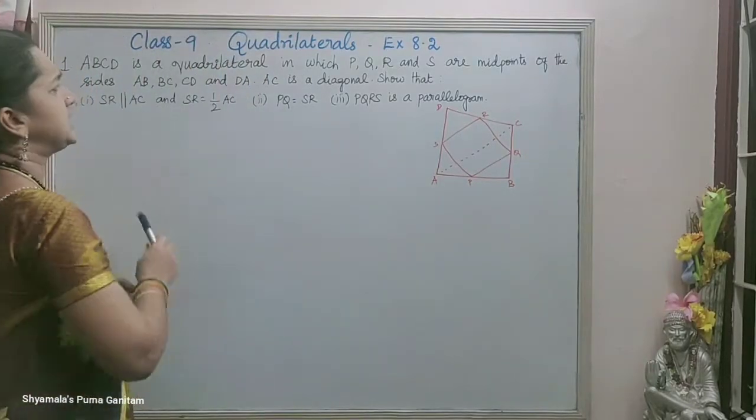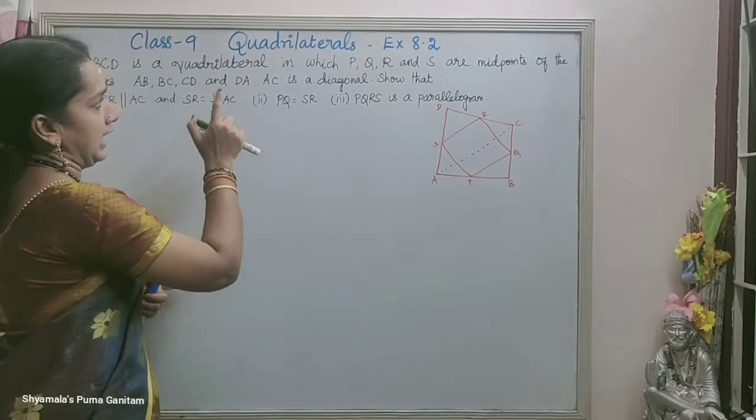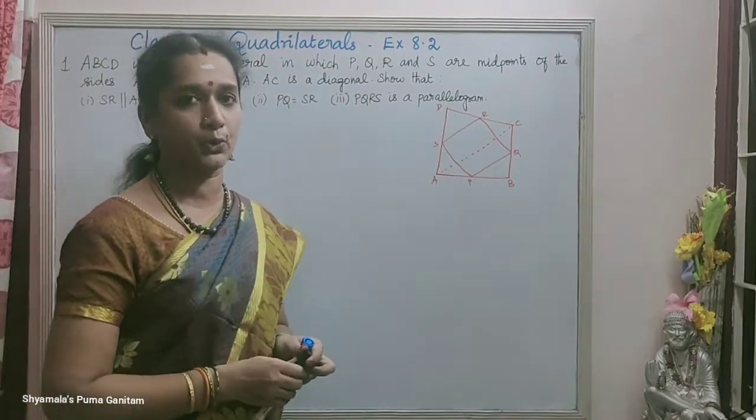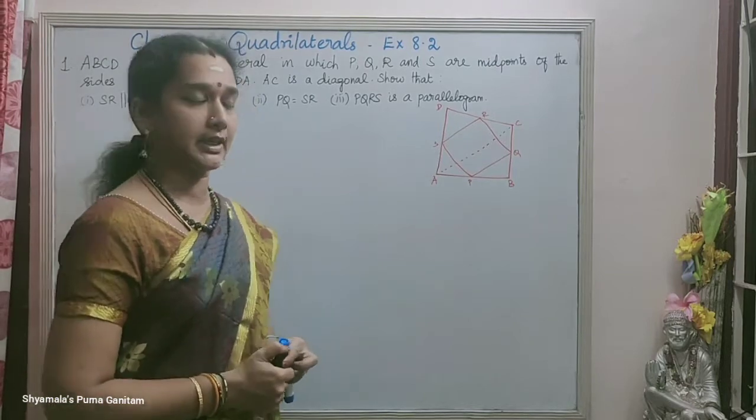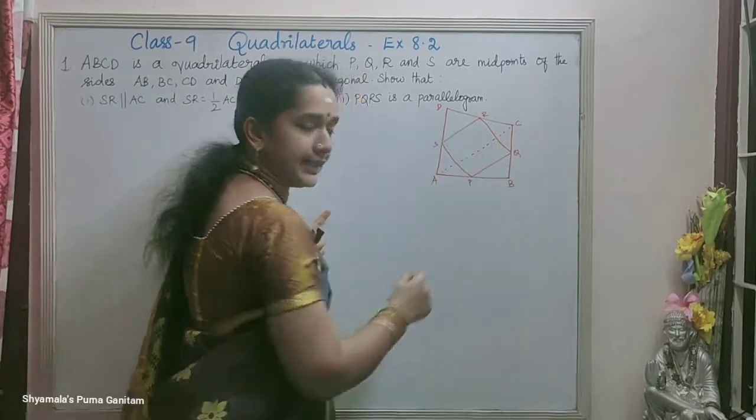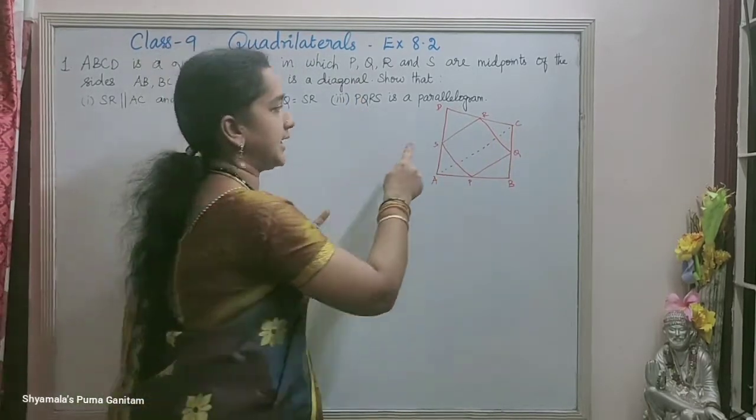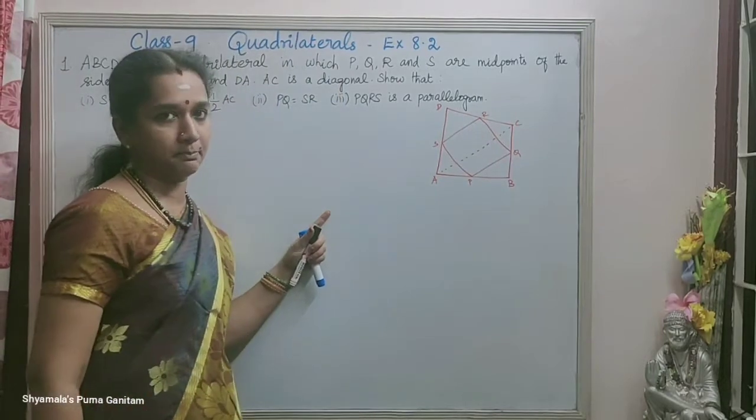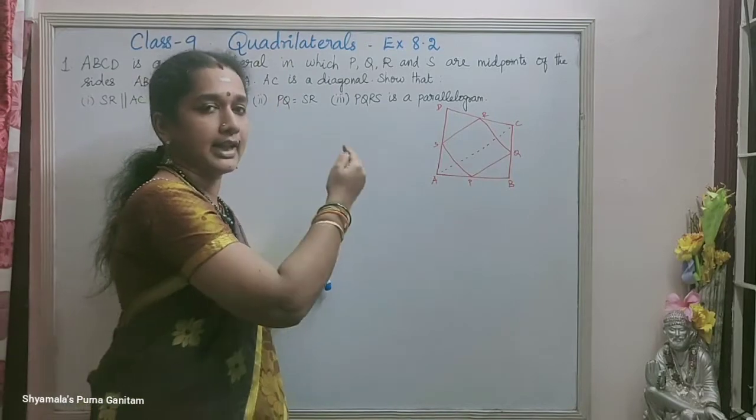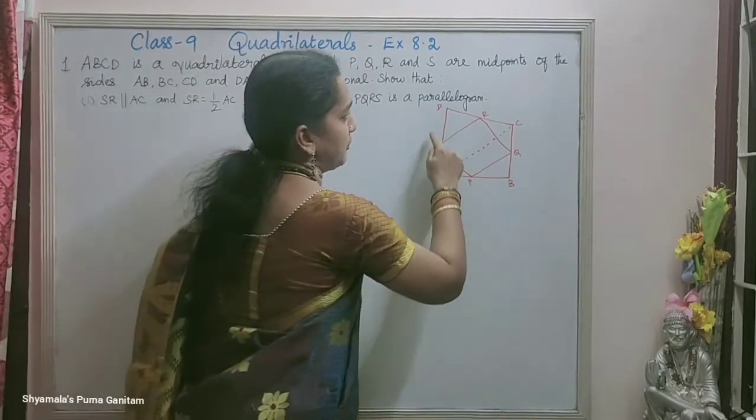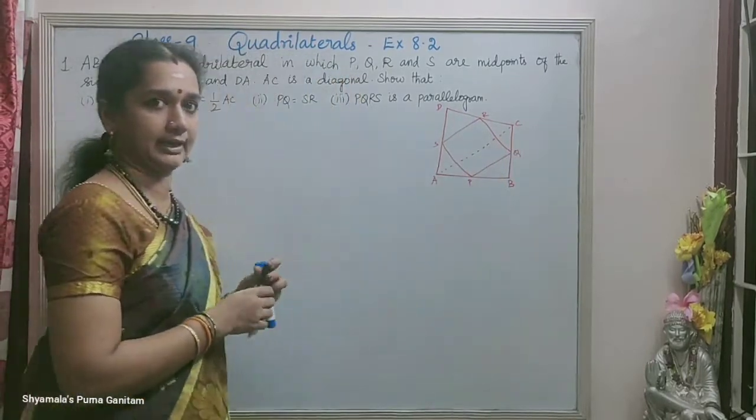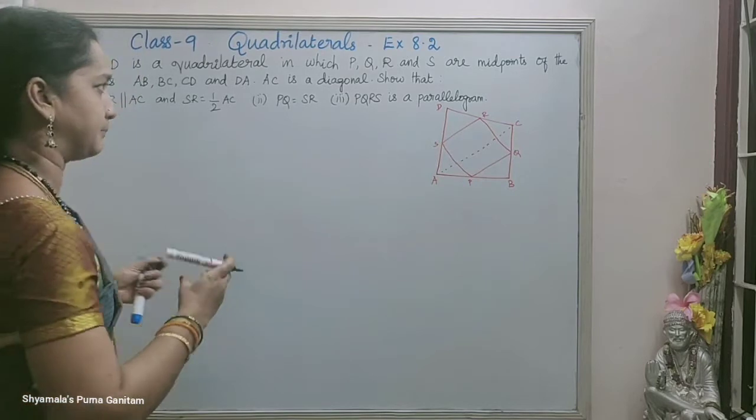Since ABCD is a quadrilateral, and P, Q, R, S are the midpoints of all the four sides given, we will use the midpoint theorem. So what is the midpoint theorem? If you take a triangle ADC, in this triangle it is given that S and R are the midpoints. When we connect these, that line will be parallel to the third side. So if we take ADC as a triangle, SR and AC are parallel. That is by the midpoint theorem.